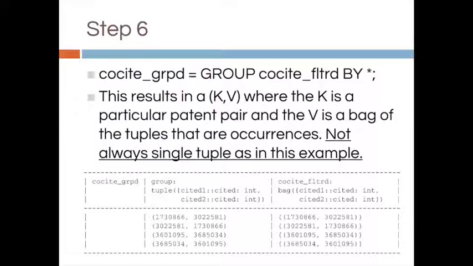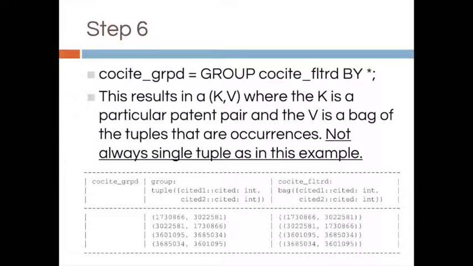In this particular example, our bag only has one occurrence of each one, because in the previous table there was only one entry for each pair. But this doesn't necessarily always have to be a single tuple, as in this example. If you had multiple entries for the same patents getting cited, the second attribute here on this table, which is cosite filtered, would have the same tuple getting cited multiple times in that bag.